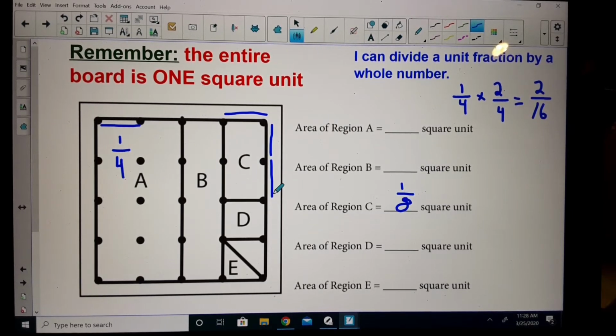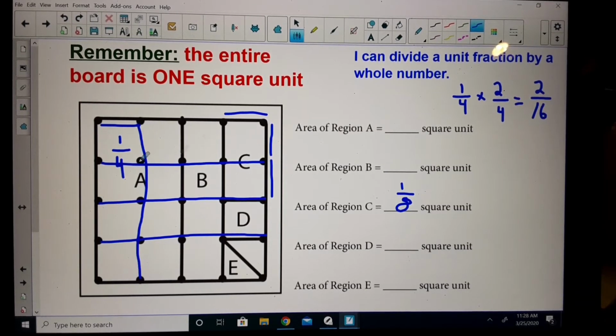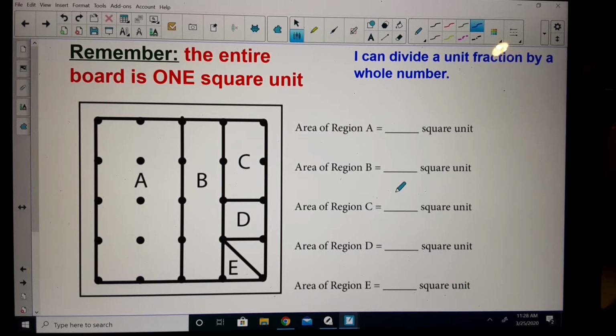So 2/16, does that make sense? Well, if I did this, aren't there 16 squares in this whole thing, 4 by 4? And C is 2 of them. So that is 2/16. It's also 1/8. So I'm going to leave the 1/8 here for C. And now you can pause the video and find the area of the other sections. Pause for as long as it takes you. I'm going to wait a few seconds before I continue. Okay, pause if you need more time.